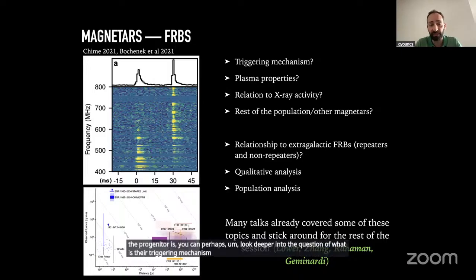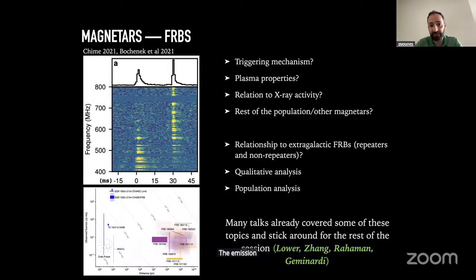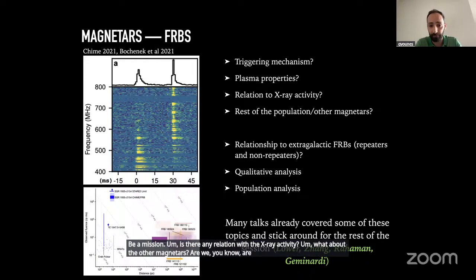What are the plasma properties at the time of the FRB emission? Is there any relation with the X-ray activity? What about the other magnetars? Are we just simply missing them because we're not observing them, or was there something special about this case?